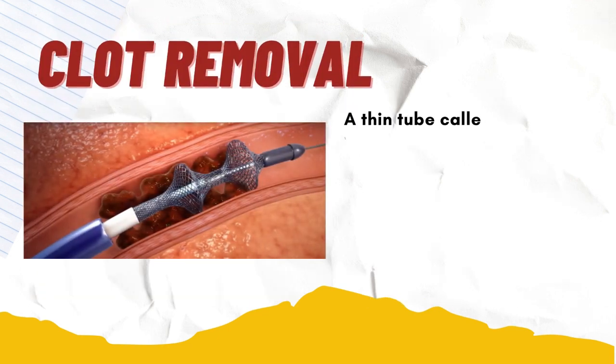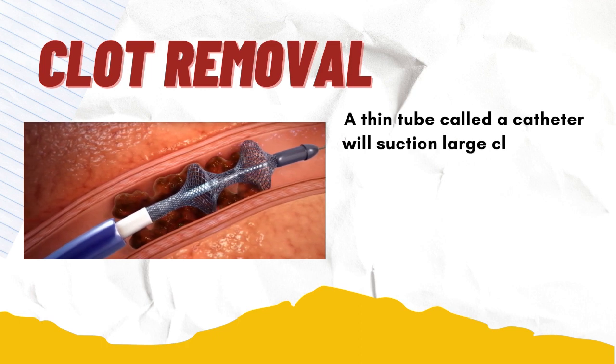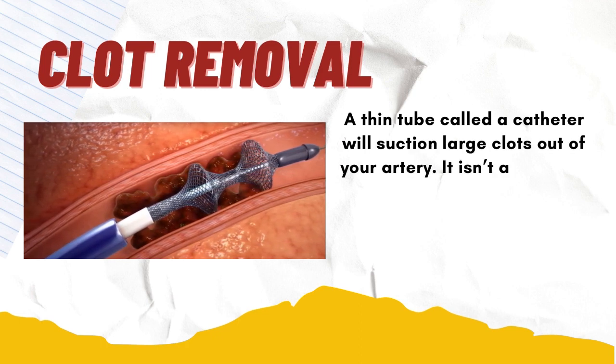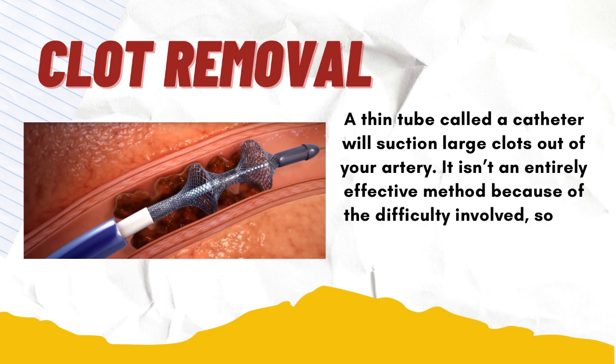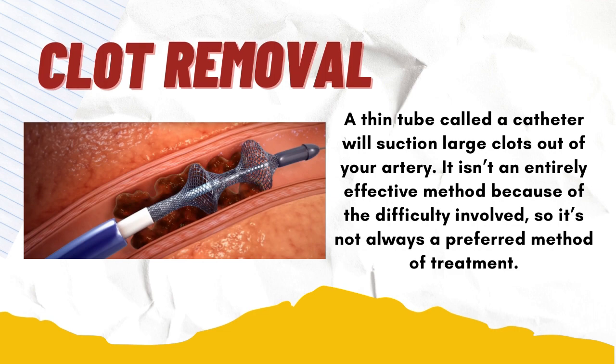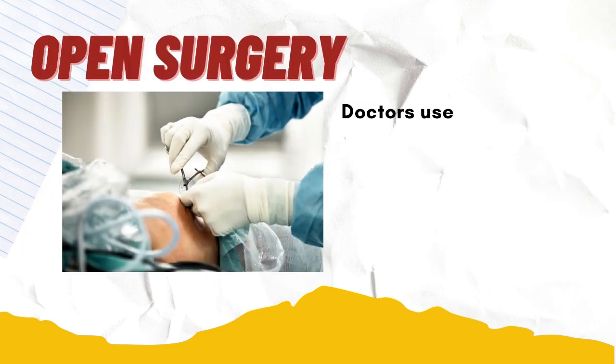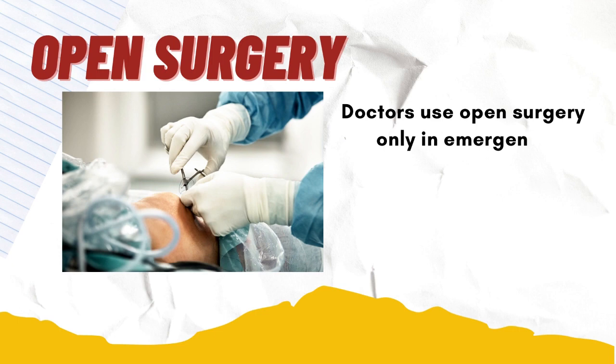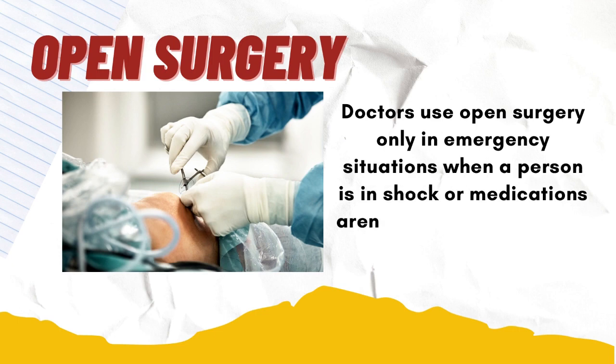Clot removal. A thin tube called a catheter will suction the large clot out of your artery. It isn't an entirely effective method because of the difficulty involved, so it's not always a preferred method of treatment. Open surgery. Your doctor uses open surgery only in emergency situations when a person is in shock or medications aren't working to break up the clot.